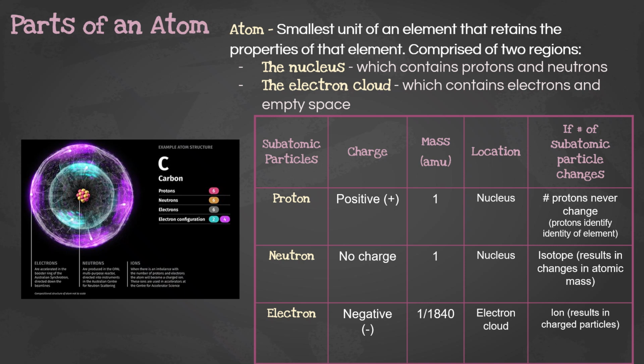Neutrons have no charge, so they are neutral. They weigh about 1 atomic mass unit, and they're located inside the nucleus. If we change the number of neutrons an atom has, we end up changing the isotope, which results in a change in the atomic mass. An electron is a negatively charged particle that has 1/1840th atomic mass unit. It's located inside the electron cloud, and if we change the number of electrons, it becomes an ion, resulting in a charged particle.